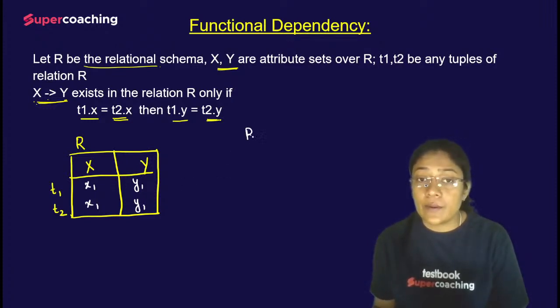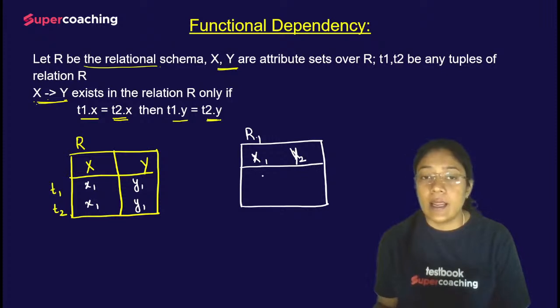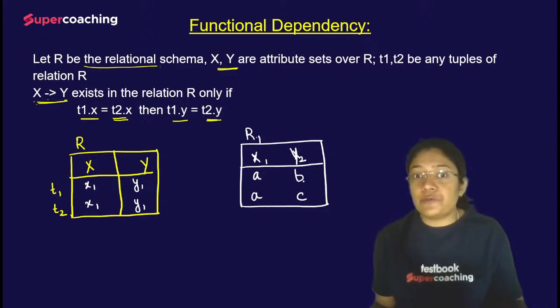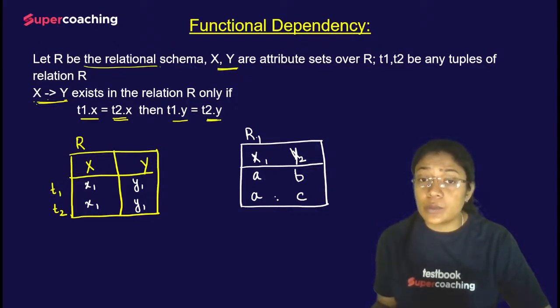But if there is some relation R1 and the attributes are, for example, X1 and X2, Y2, and there are two tuples, and I'm saying that the value of X is A, roll number is A, and I'm getting a different result for the roll number. Is it for the marks? Okay, so is it possible? This is not possible. So here we can say that X does not determine Y.